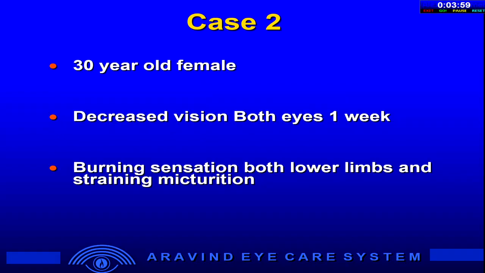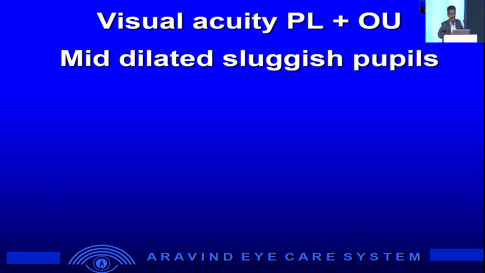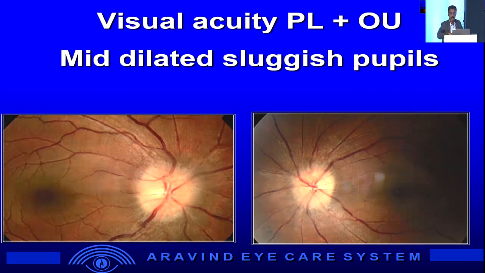We'll go to the next case, which may show an atypical optic neuritis. This is a young female with decreased vision in both eyes of 1 week duration. She also had a burning sensation in both lower limbs and straining micturition. The visual acuity is light perception in both eyes with mid-dilated sluggish pupils because of the optic nerve involvement, and there is bilateral optic disc edema.